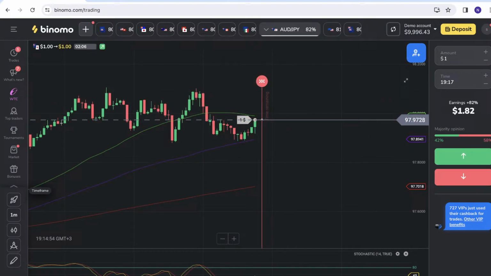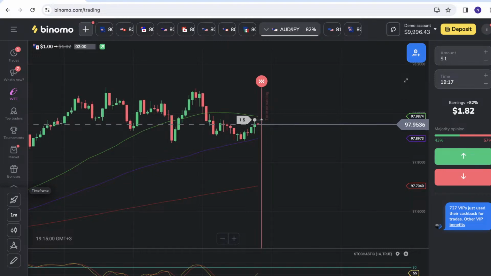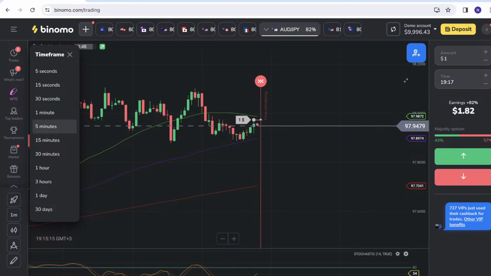If I'm looking at 1 minute time frames, my trade must close 3 or 4 minutes later. So I must choose an expiration time 2 or 3 or 4 minutes higher. If I'm looking at 5 minute time frames, in this case my trade must finish after 15 or 20 minutes, so 3 or 4 Japanese candlesticks later.